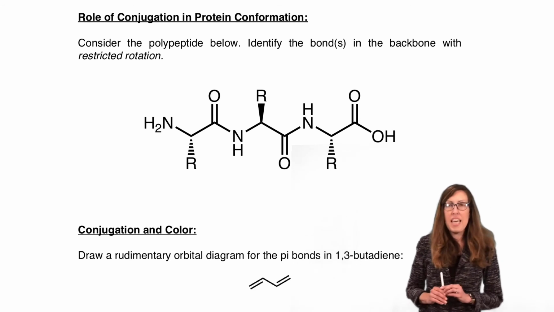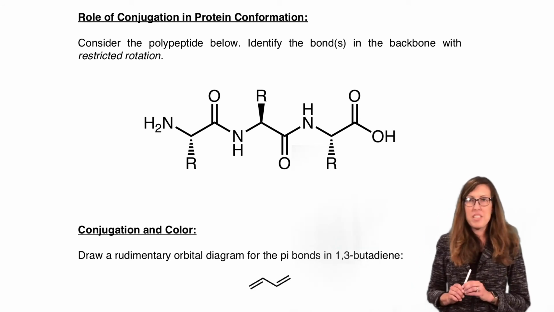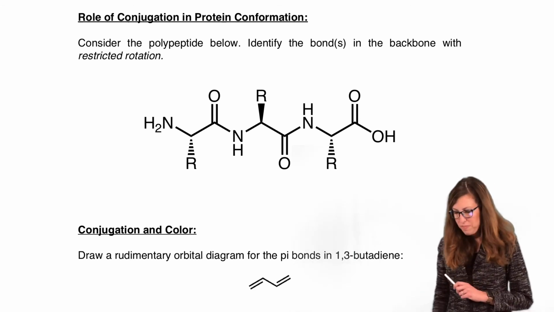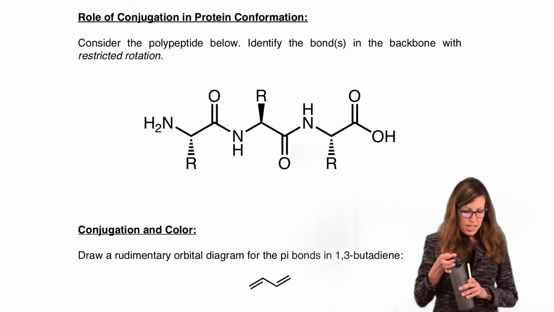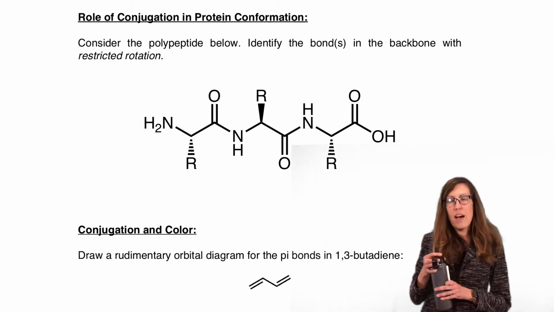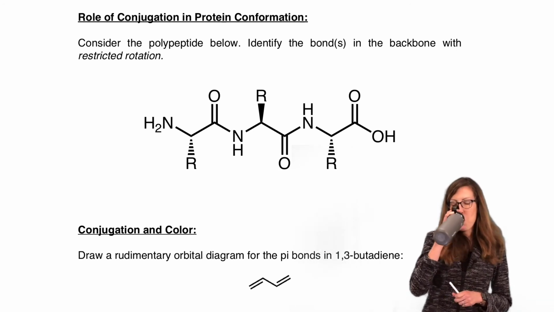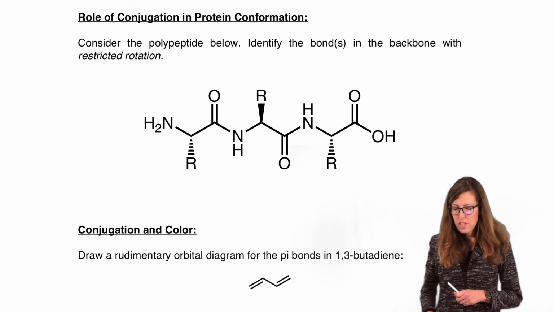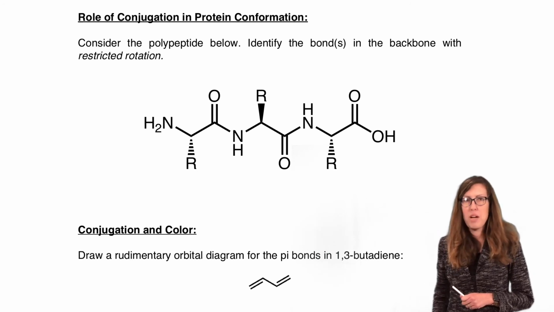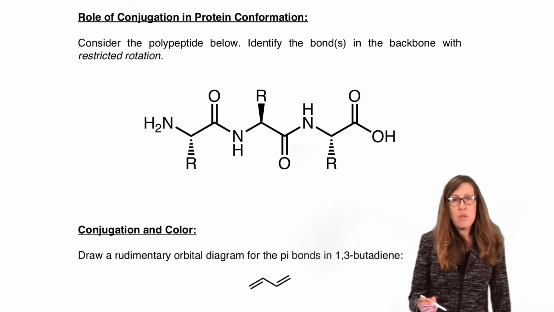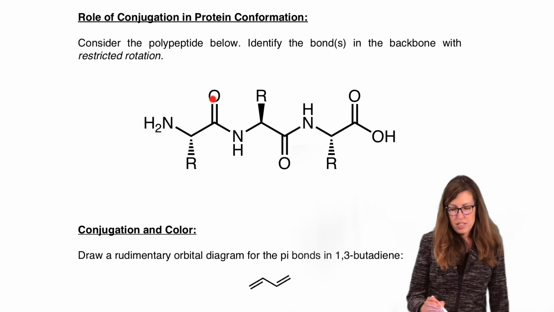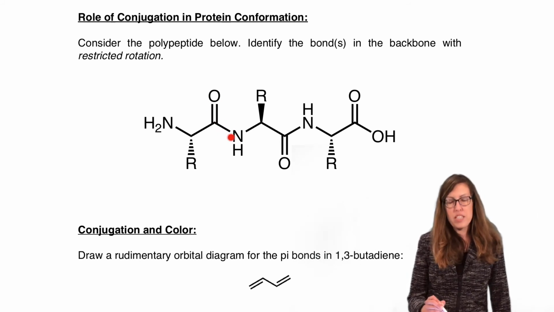Conjugation can be important enough to dictate the protein conformation. So here is a polypeptide, and I want you to think about how it's a polypeptide structurally. Remember, the primary structure of a protein is the amino acid sequence. And amino acids are formed with a carboxylic acid, which used to be a carbonyl here, that made an amide bond. So a peptide linkage right there.